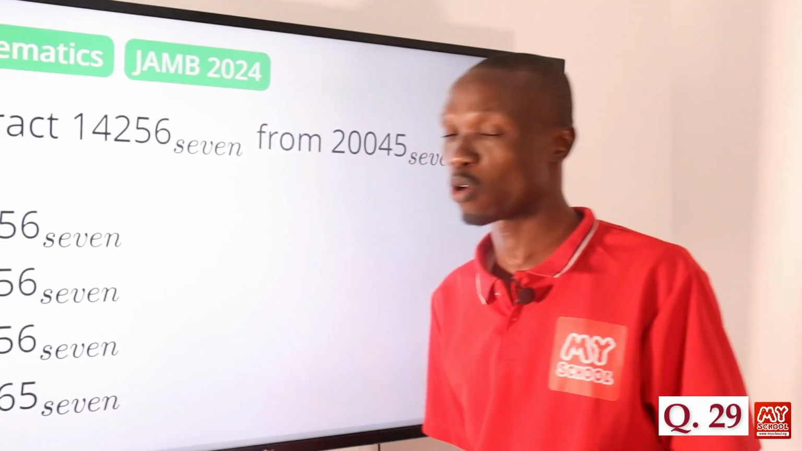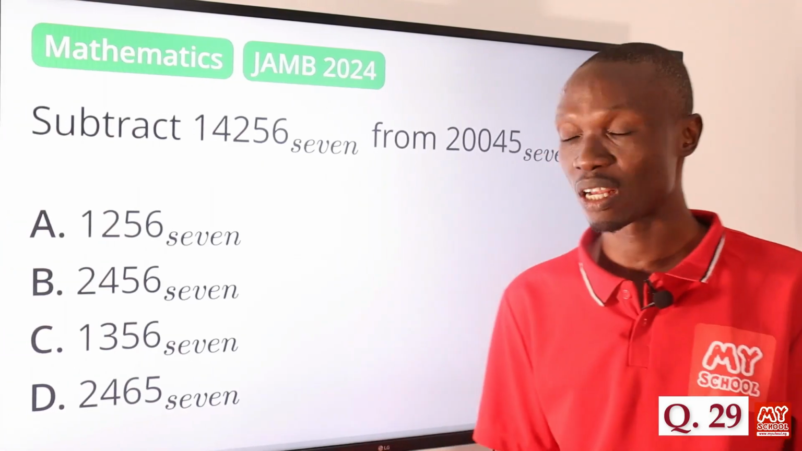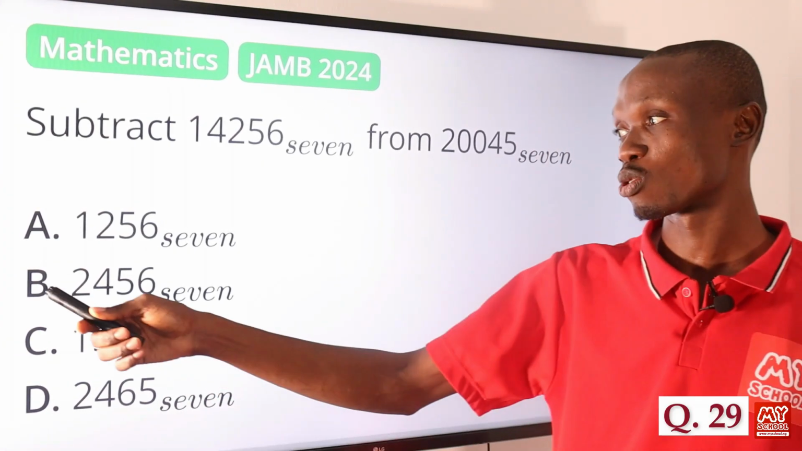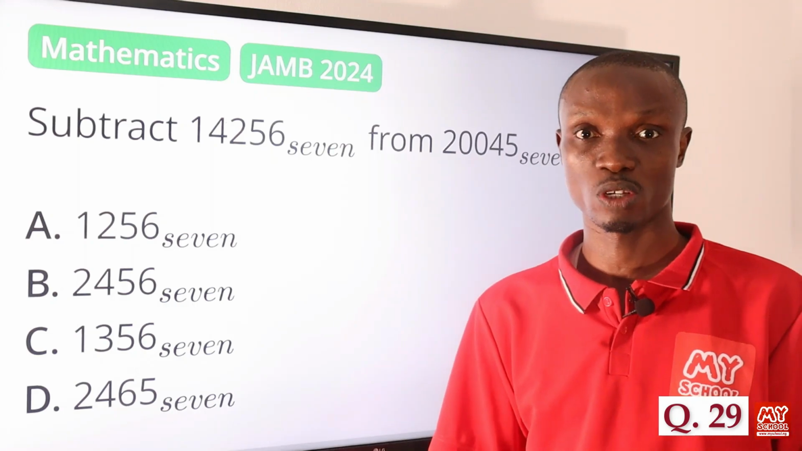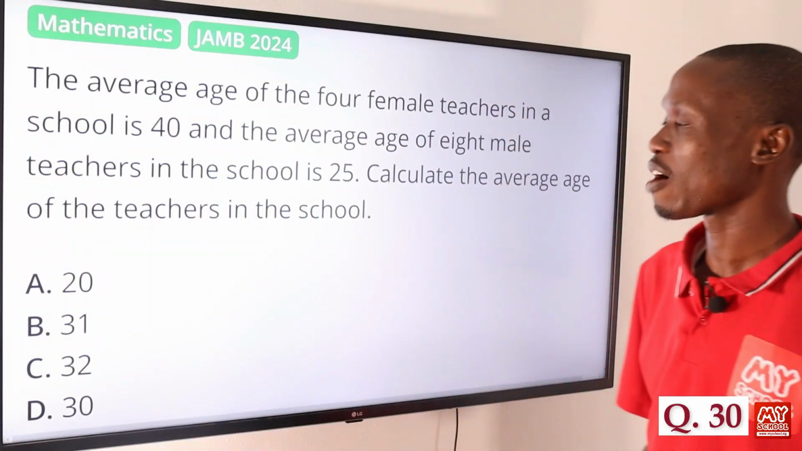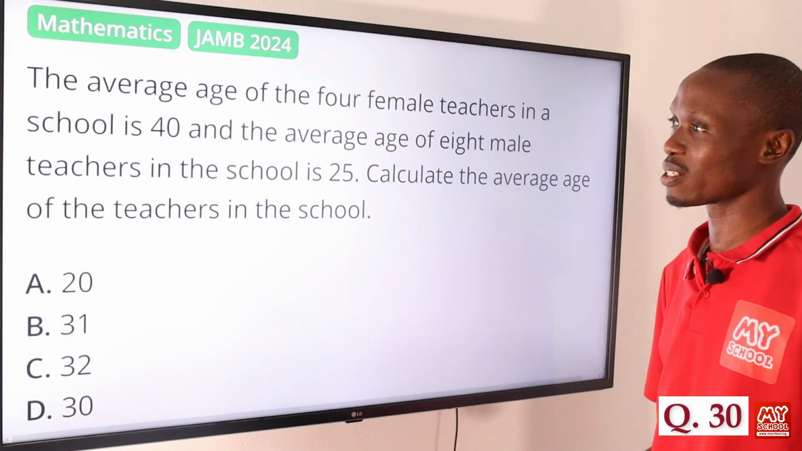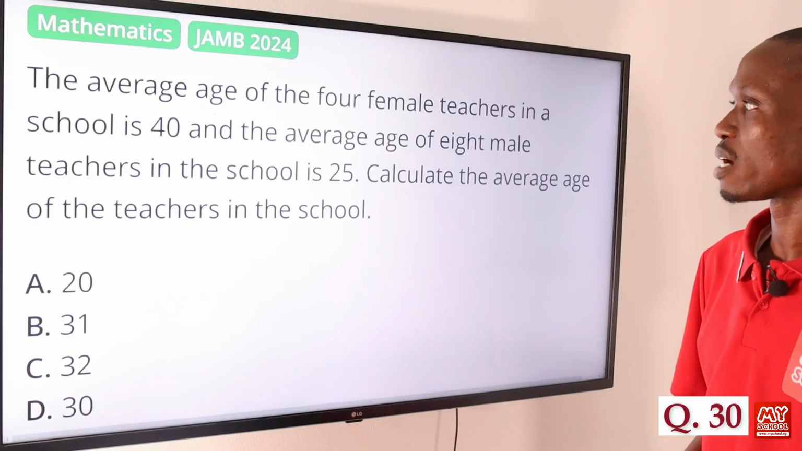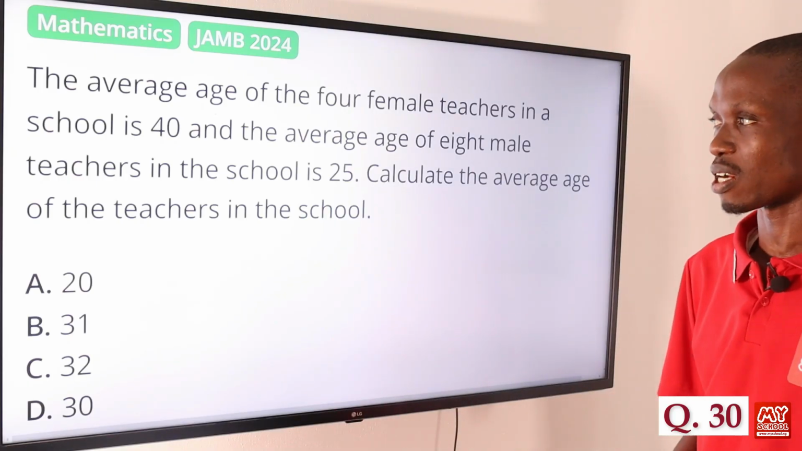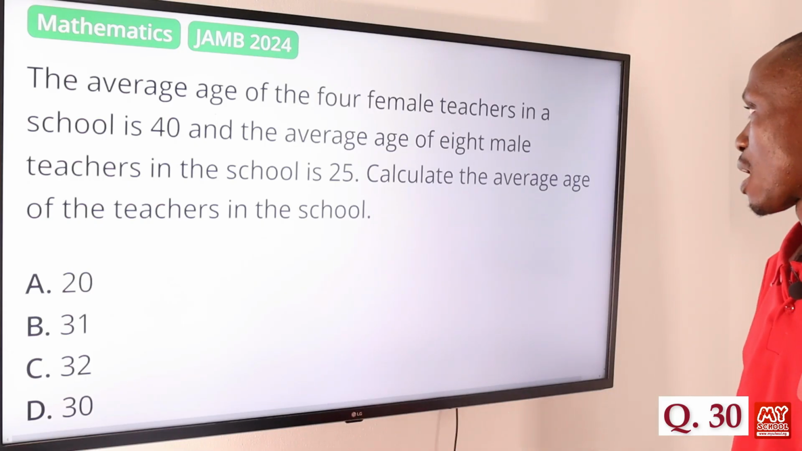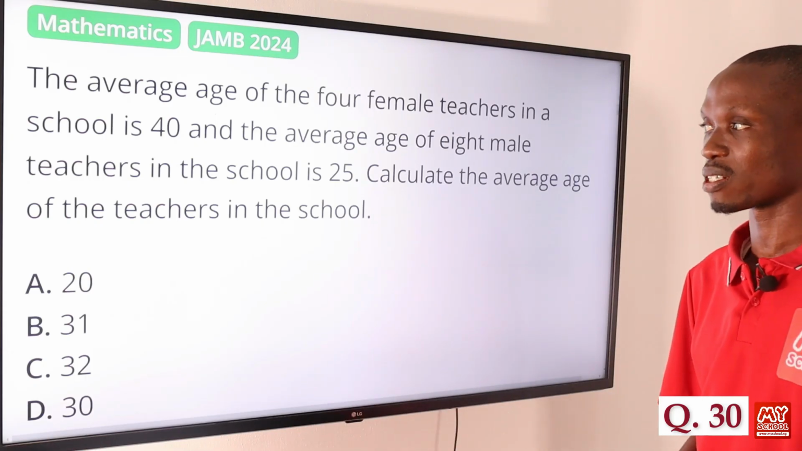So from our calculation, we got 2,456 in base 7, and that makes option B the correct answer to this question. Question 30. The average age of the 4 female teachers in a school is 40, and the average age of 8 male teachers in the school is 25. Calculate the average age of the teachers in the school.